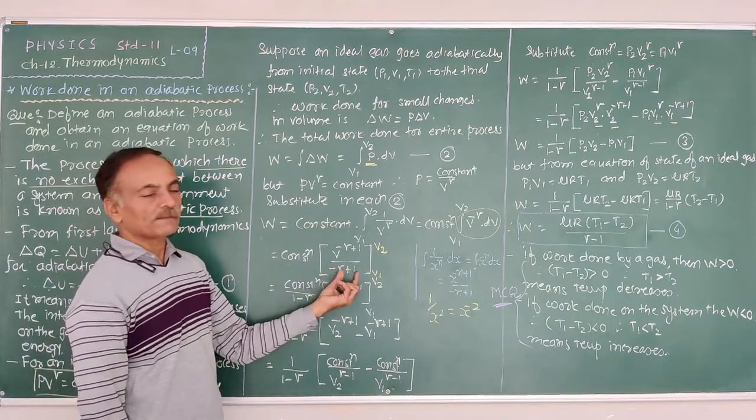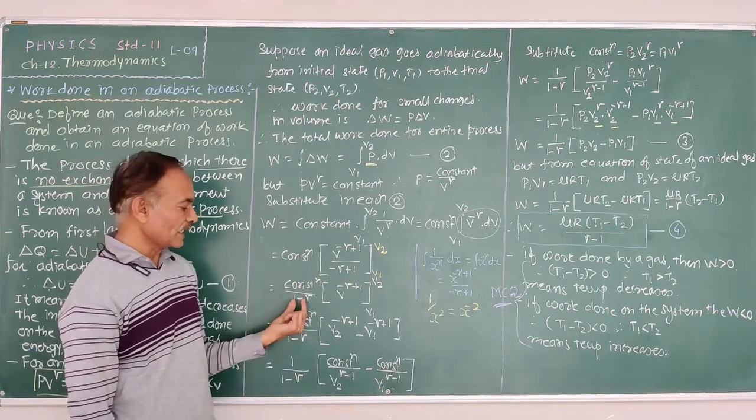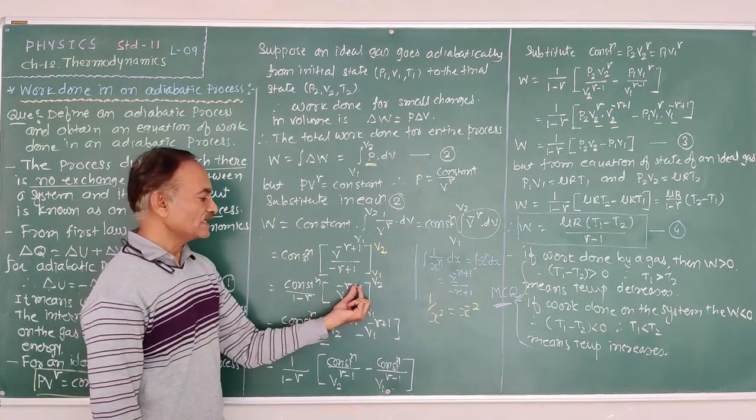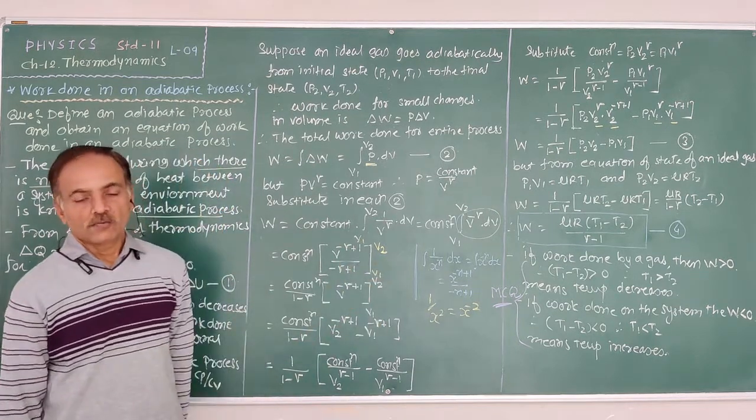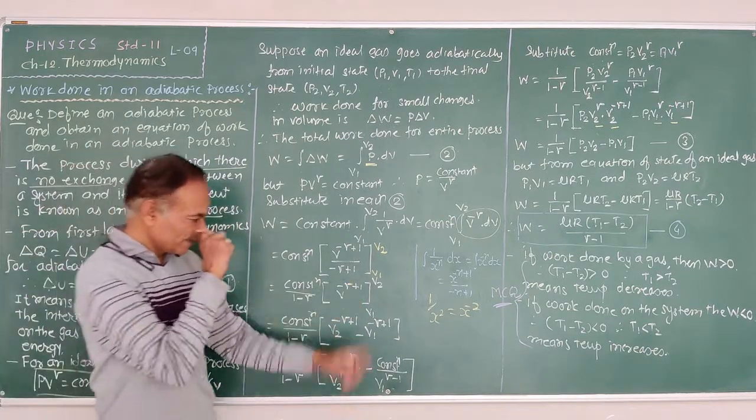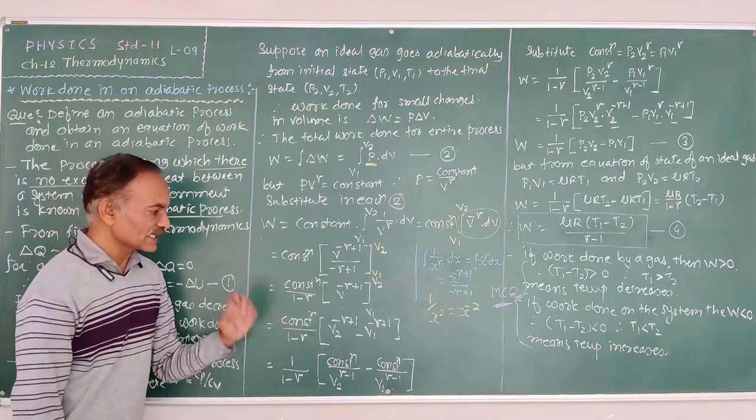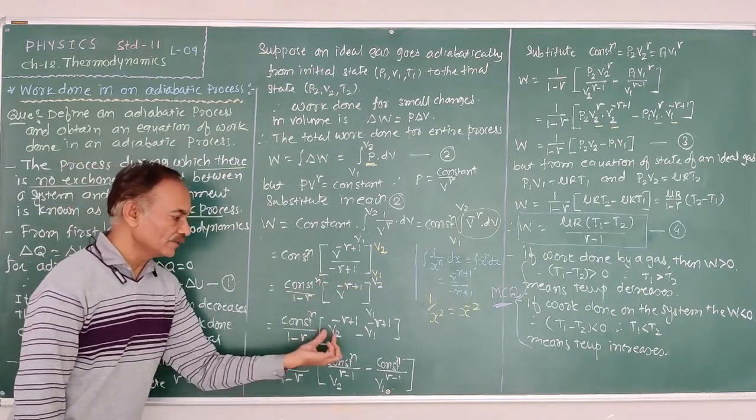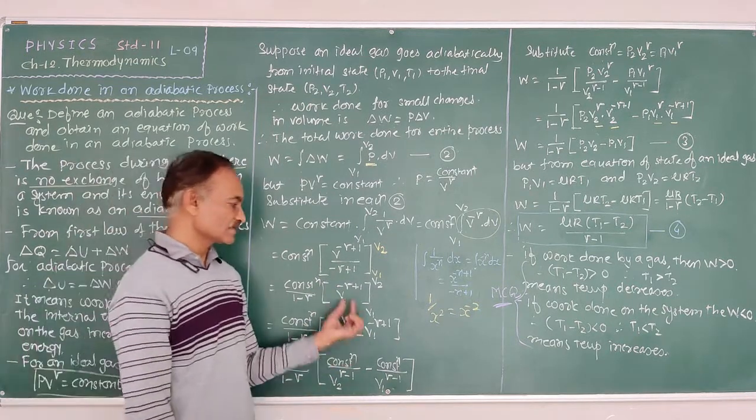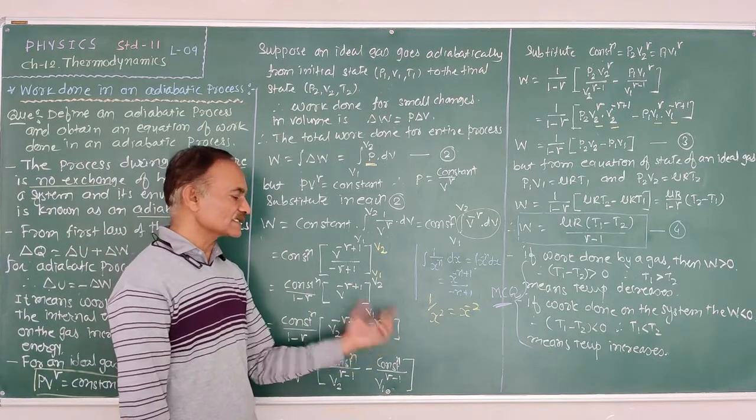This minus gamma plus 1 is taken out. We can write it as 1 minus gamma. Therefore, constant upon 1 minus gamma. The remaining term in the bracket is V^(-gamma+1). The volume changes from V1 to V2. Therefore, constant upon 1 minus gamma. First we substitute the final value of volume, V2^(-gamma+1), minus, for the initial volume, V1^(-gamma+1).